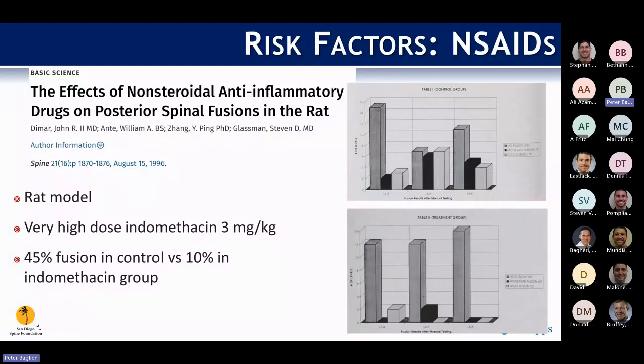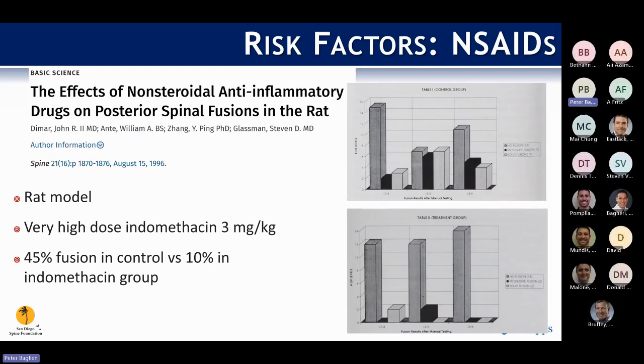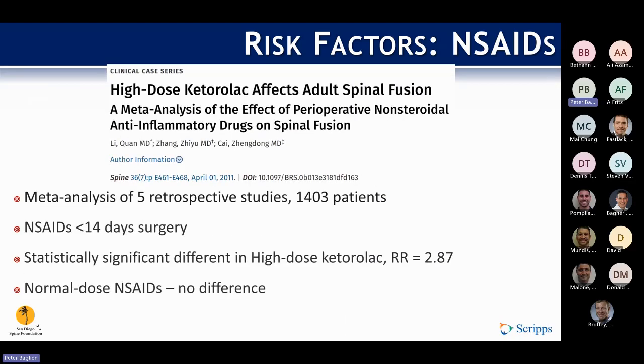It wouldn't be a complete pseudoarthrosis lecture without talking about NSAIDs and Toradol, which really began back in 1996 with a rat model that sparked the whole discussion about the negative impacts of Toradol with spinal fusion. These rats underwent very high-dose indomethacin, about 2 times the dose typically given to people. They found 45% fusion in the control group versus only 10% in the indomethacin group. So the question became, does this play out with more normal doses of NSAIDs, and what about lower-dose NSAIDs?